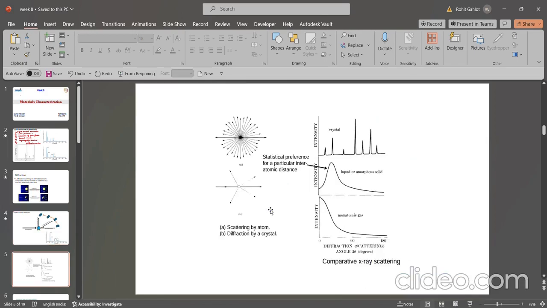Now if we come to understand the interaction of XRD with different materials: if the X-rays are interacting with your crystal, then systematic peaks are observed. However, if it interacts with an amorphous solid or liquid, then a single broad peak is observed. And in the case of a monoatomic gas, no peak is observed.